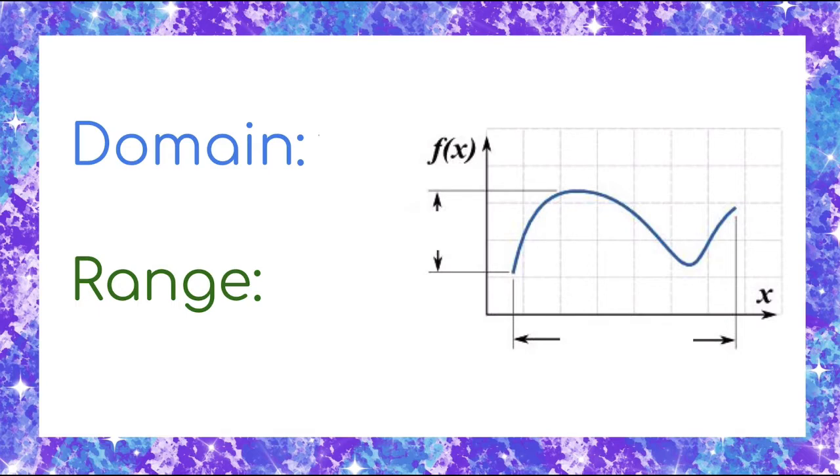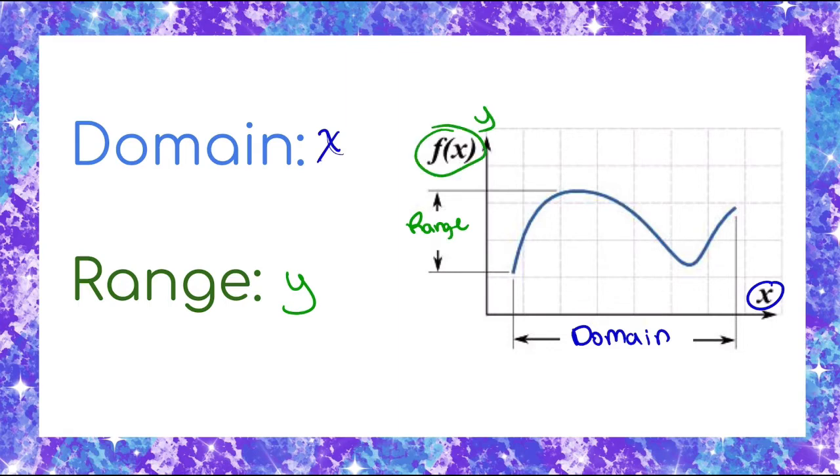So domain are your x values. Let me write that a little clearer. These are along the x-axis right here. So this would be your domain. And the range are your y values. So that would be along the y-axis. Y and f of x are the exact same thing, just different notation. Today we're mostly going to focus on the domain, but it's good to know the difference.